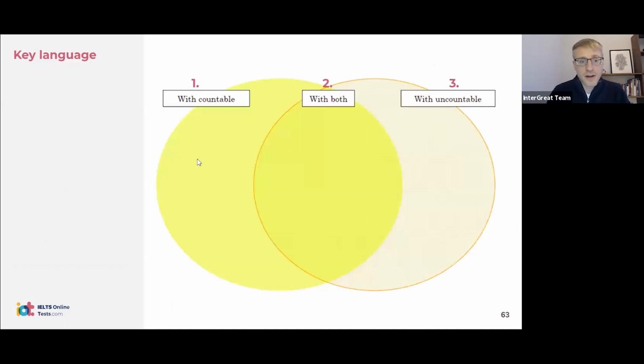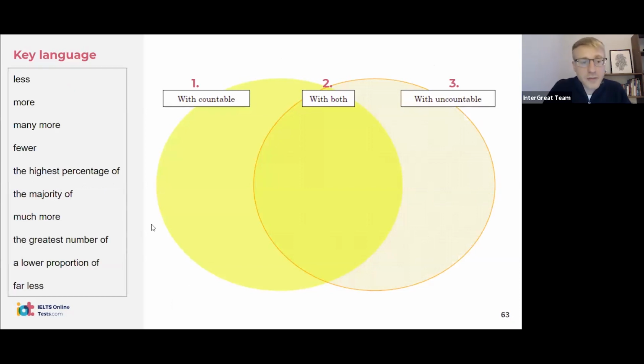Before we do that, we'll just quickly look at some useful language here for countable and uncountable. This is to describe quantities, okay? So here we've got some language we can use to describe quantities and comparing quantities. Some of them we can use with countable nouns. Some of them you can use with both. Some of them you can use with uncountable nouns.